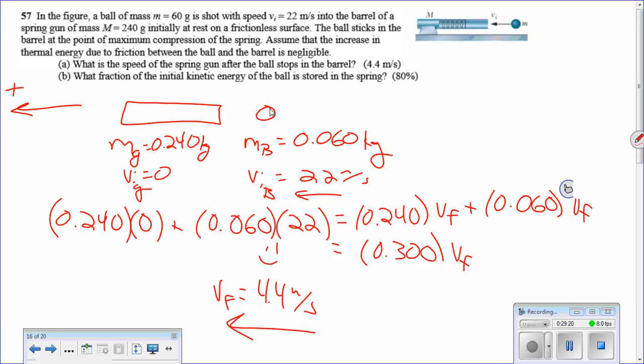Good? Kurt, are you good? All right. Okay, so we're good? All right, so then B, what fraction of the initial kinetic energy is stored in the spring? Well, so figure out how much kinetic energy you started with. Yeah, for a fraction.